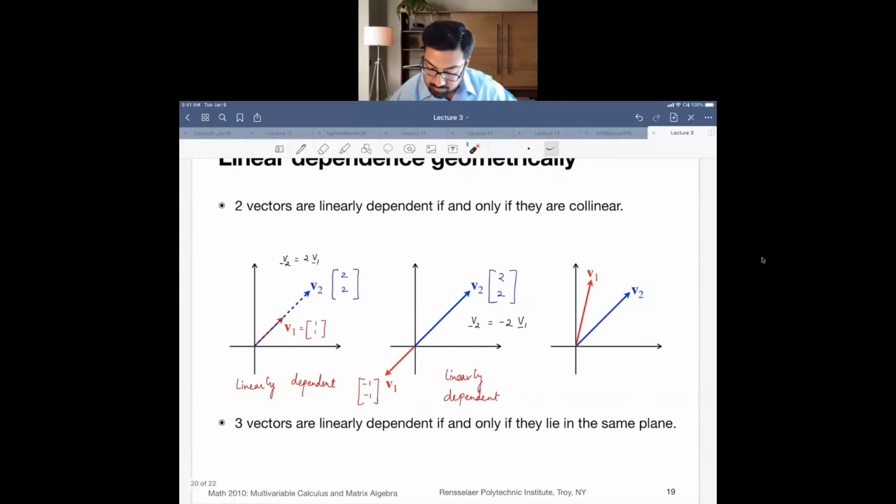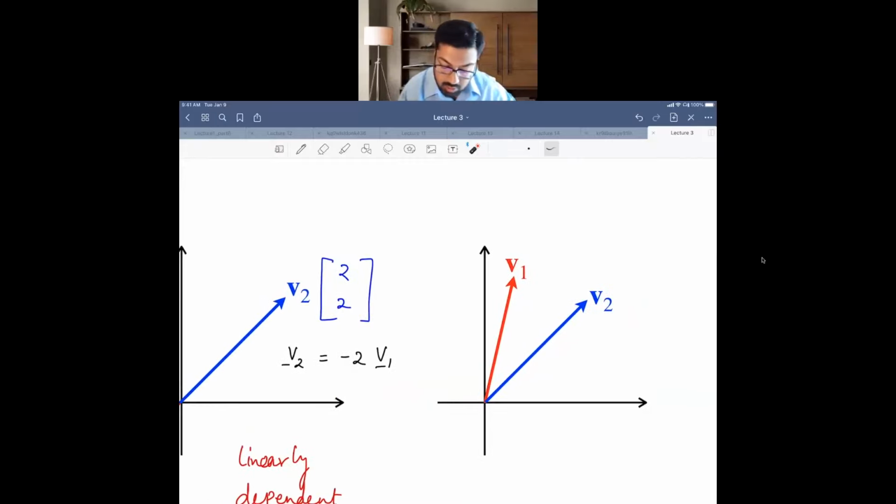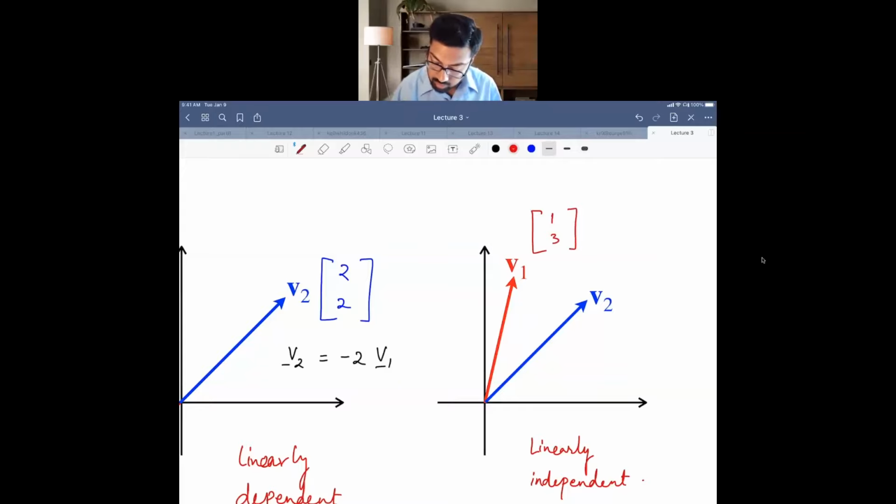But if you have something like this, you see v1 and v2, then they are linearly independent if they are not collinear. So let me write this over here, linearly independent. You cannot express v1 as a factor of v2 in this case. So maybe on x it is going 1, on y it is going 3, but for v2 maybe it is going 2, 2, right? So you can never do anything to v1 to get v2. You can never do that.